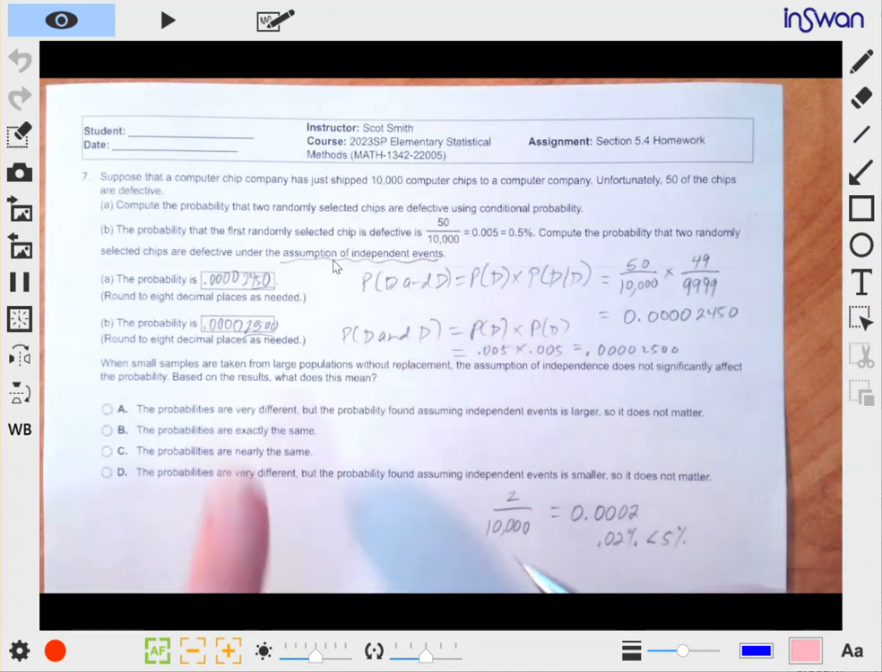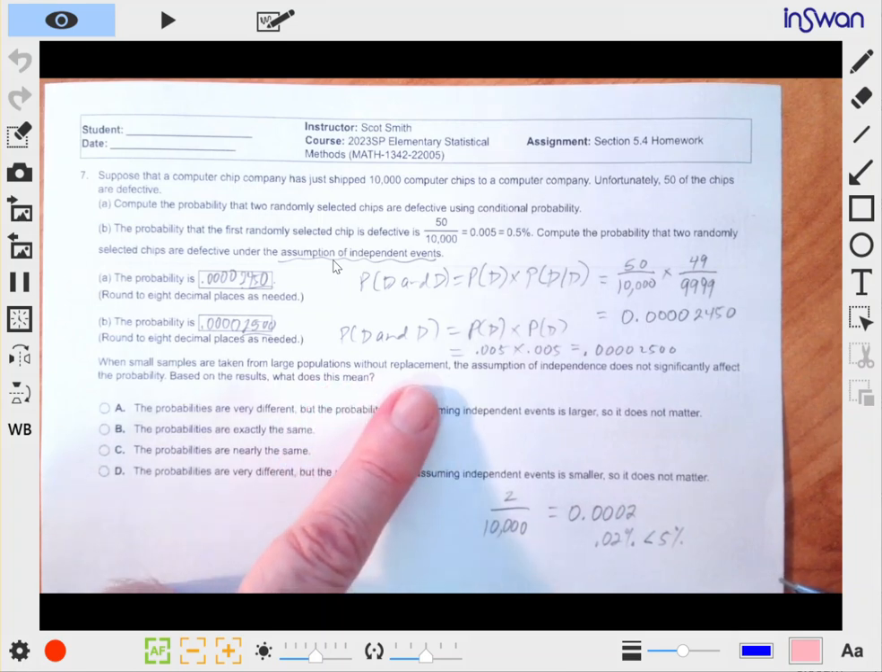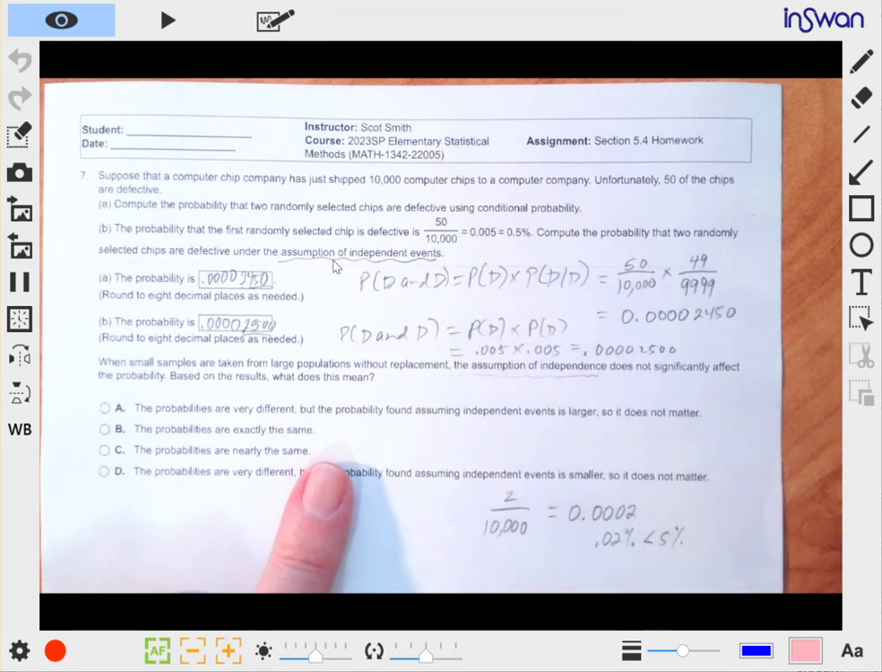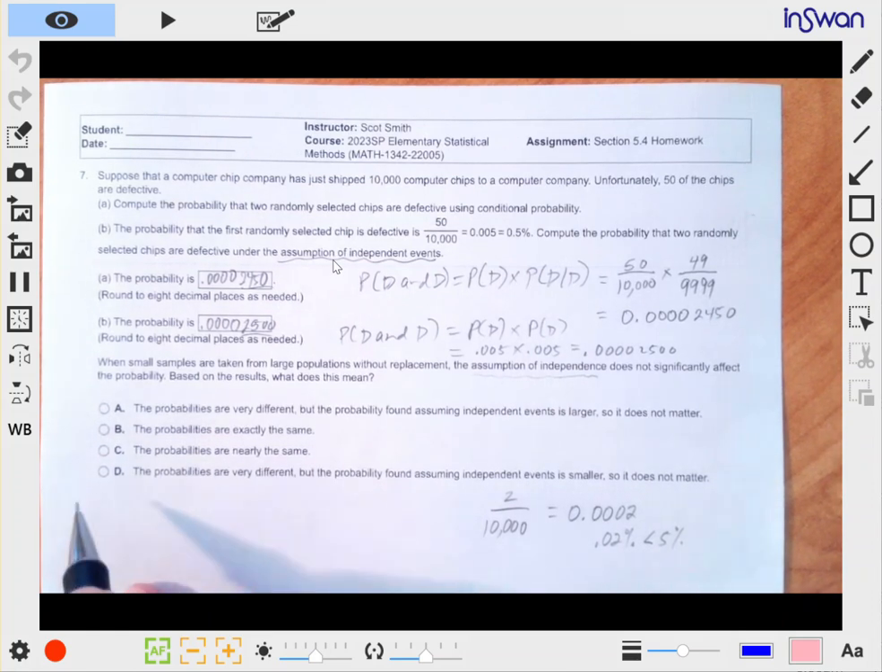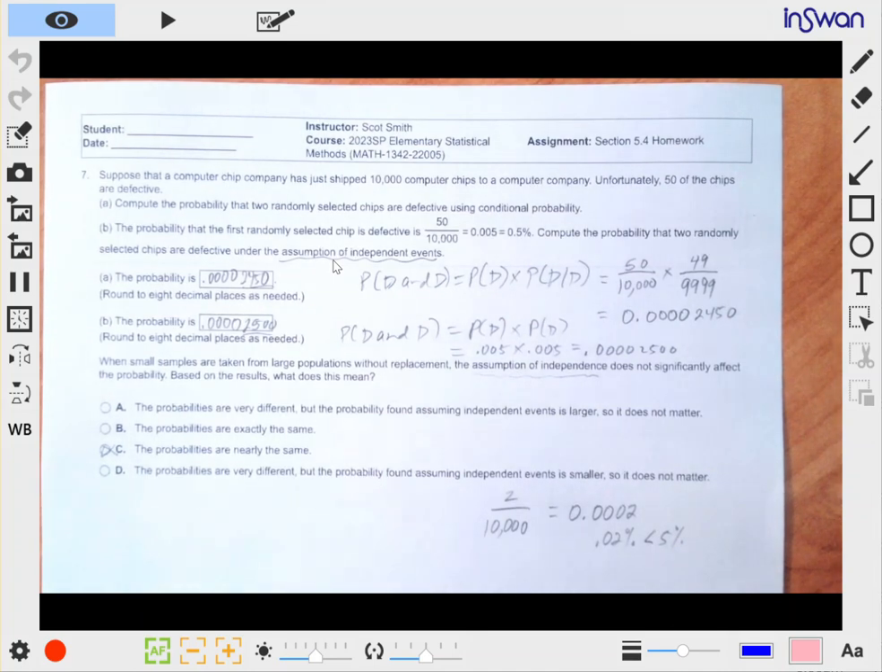And so it says when small samples are taken from large populations without replacement, the assumption of independence does not significantly affect the probability. Based on the results, what does this mean? Well, the probabilities are nearly the same. I mean, they're essentially the same. The difference is so small. All right, so that's number 7.